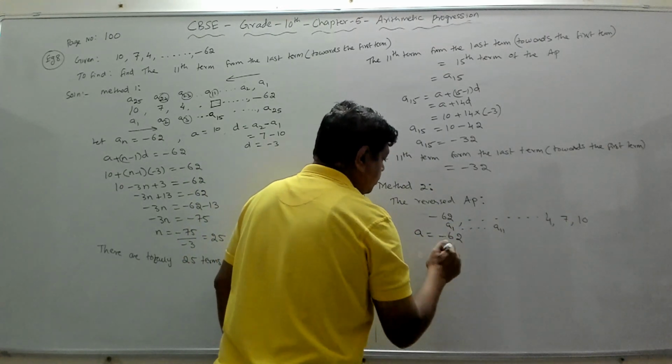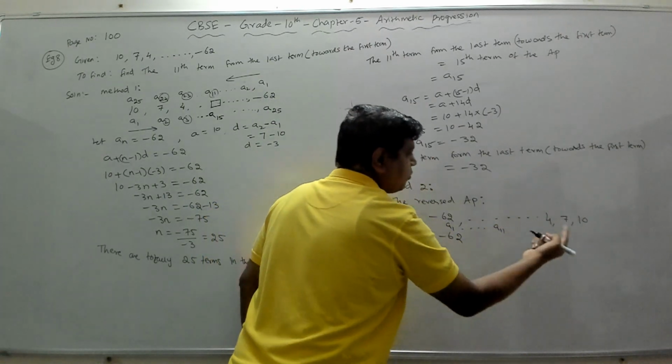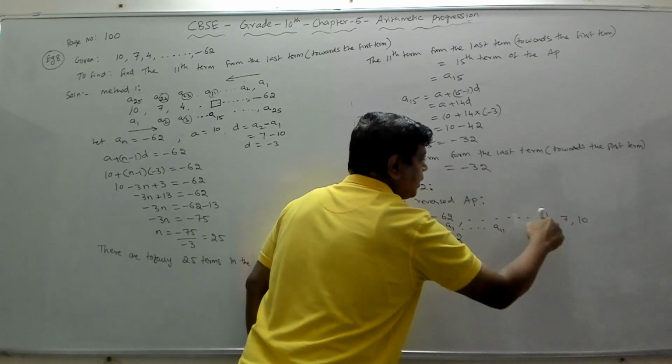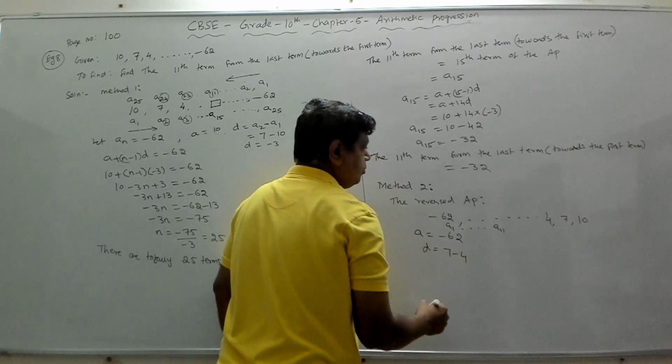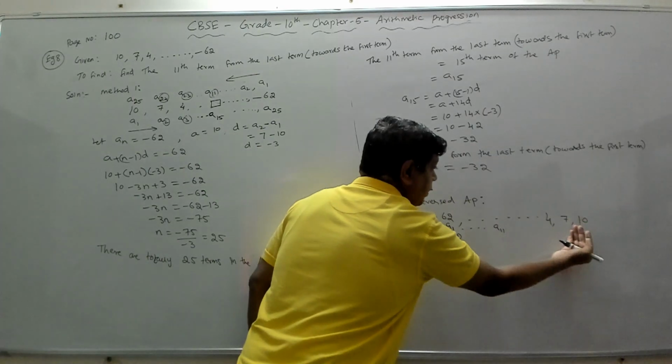Now A is minus 62. What is D? D is A2 minus A1. We don't know A2, but you can take any two terms to find the D. Let's take these two: 7 minus 4. This term minus the previous term. Don't do the previous minus this term.